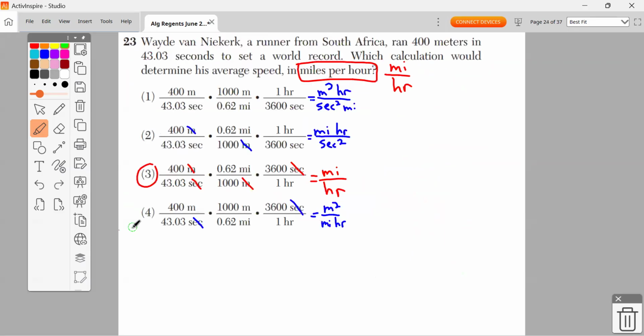In question number 23, we want miles per hour. What you want to do with these questions is cancel out the numerator with another denominator in another term there. So I can cancel out meters and meters. I can cancel out meters and meters. I can cancel out seconds and seconds. I can cancel out seconds and seconds. So then we want to multiply top times top, bottom times bottom, and see what our labels would be. We want miles on the top and hours on the bottom. So in choice number 3, meters canceled out, seconds canceled out. All that I'm left with is miles on the top, hours on the bottom, and that's my answer.